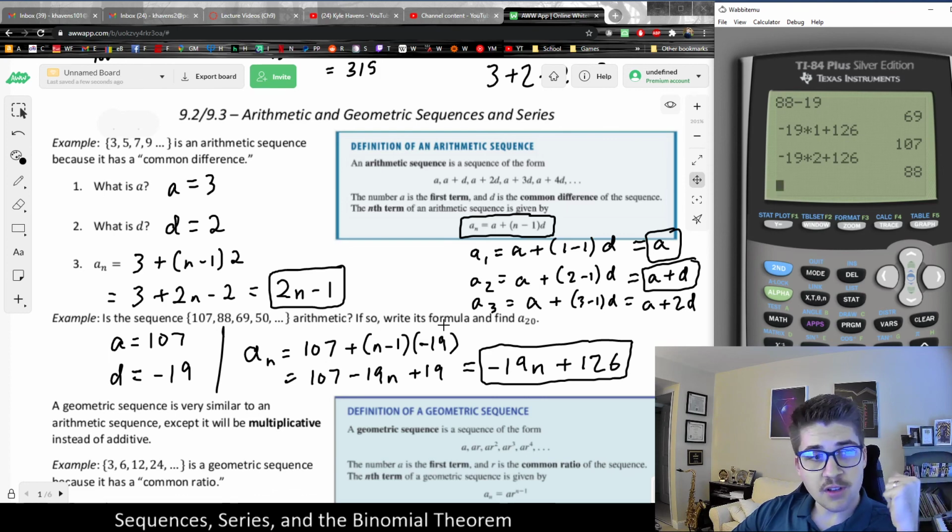In the next video, I want to talk about geometric sequences, very, very similar, with just one important key difference. And then eventually I want to talk about how you distinguish between arithmetic, geometric, or neither.